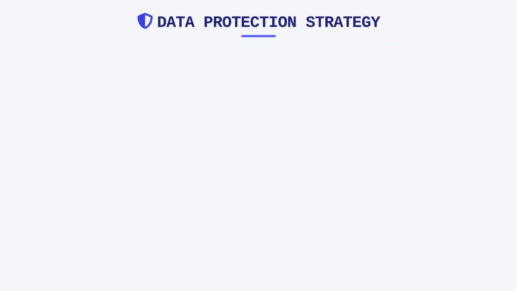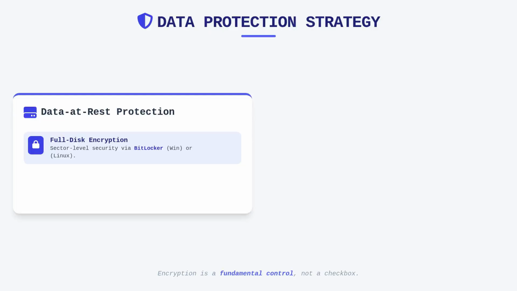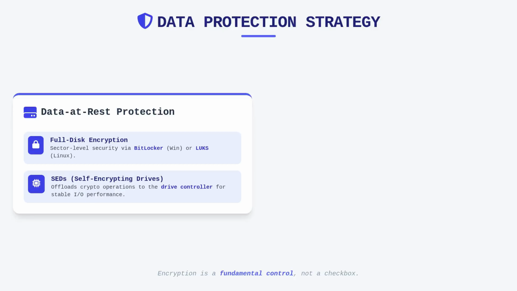Once the physical perimeter is established, our focus shifts to data protection, specifically addressing data at rest through robust encryption standards. Encryption is not merely a checkbox, it is a fundamental control ensuring that if drives are stolen or misplaced, the data remains unreadable. Technologies such as BitLocker for Windows environments or LUKS for Linux provide full disk encryption that transparently secures data at the sector level. Alternatively, self-encrypting drives, or SEDs, offload the cryptographic operations from the server processor directly to the drive controller, ensuring performance remains stable even under heavy I/O loads.